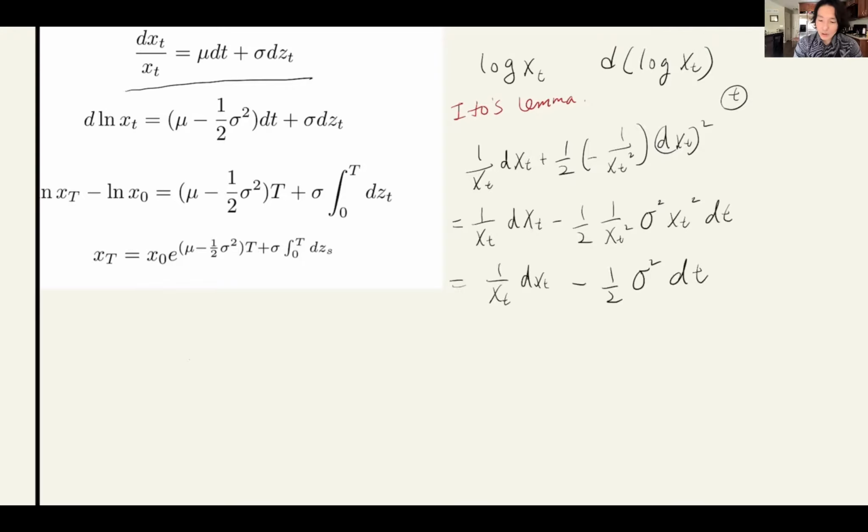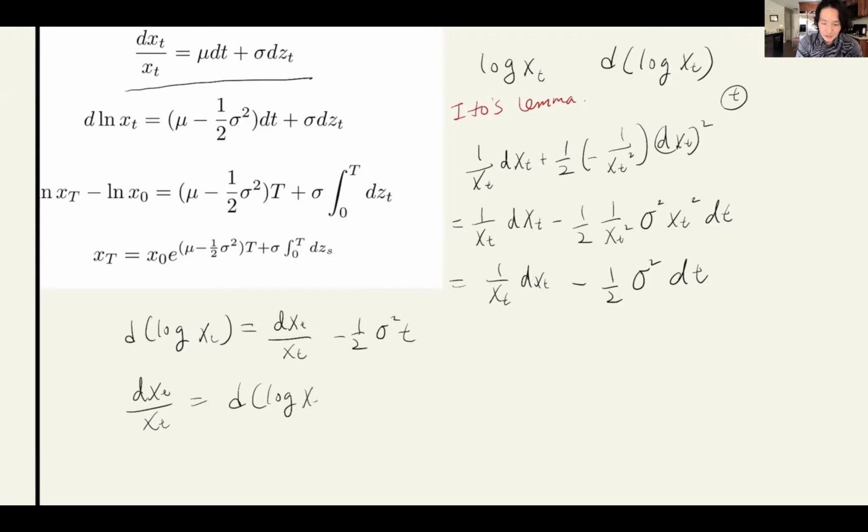Because once we have this, we have the following: d log xt is simply dxt over xt minus a half of sigma t dt. Now, let me arrange it one more time. dxt over xt is simply d log xt plus a half of sigma t squared dt.